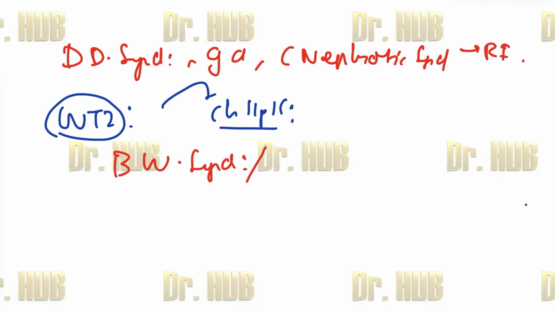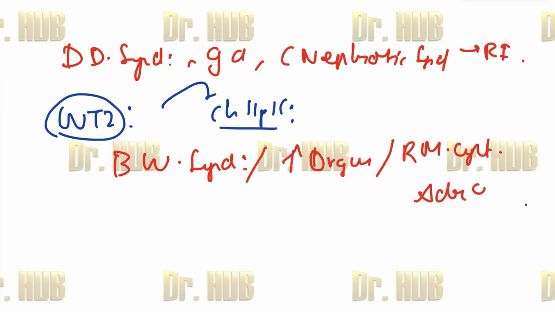There is enlargement of the body organs, hemihypertrophy, renal cyst, as well as adrenal cytomegaly.